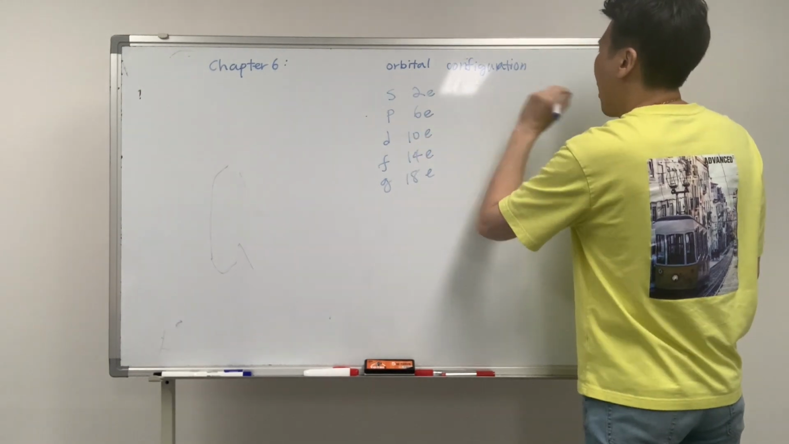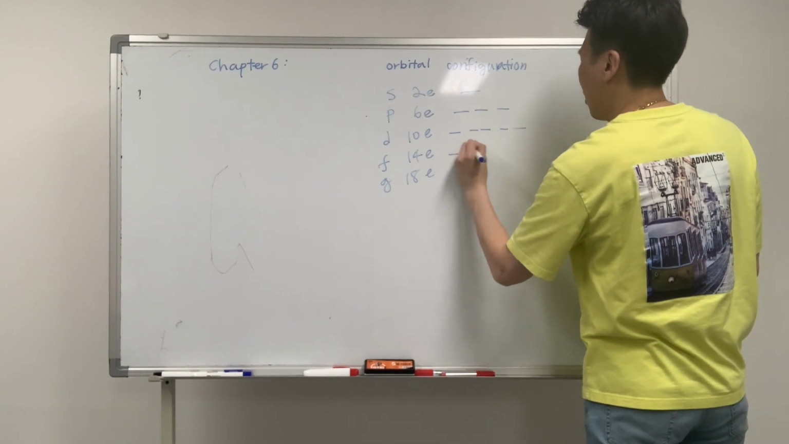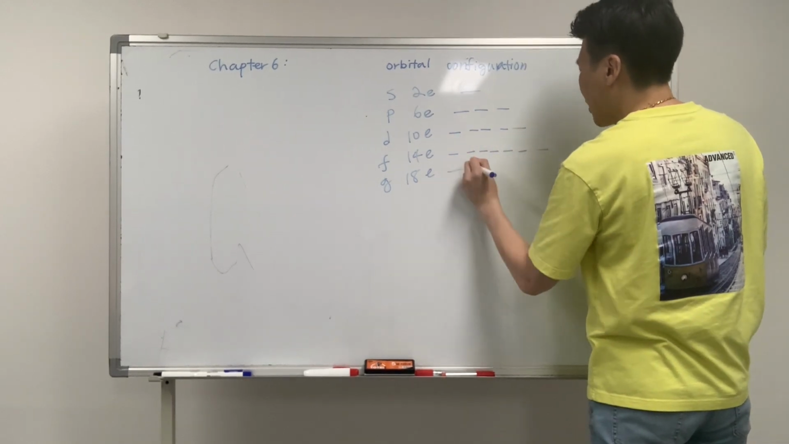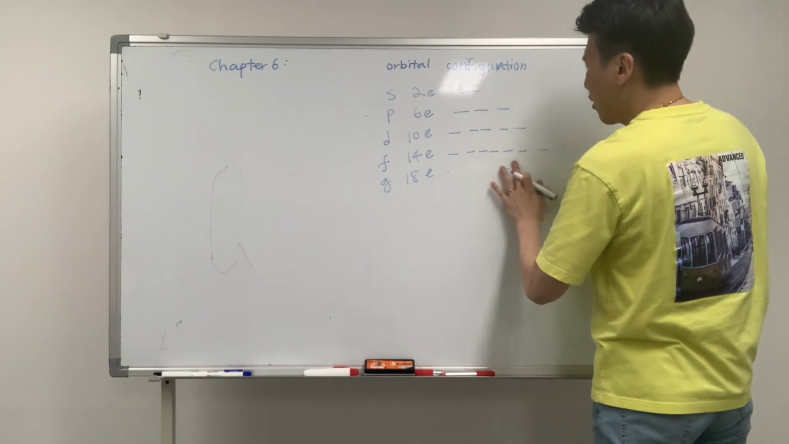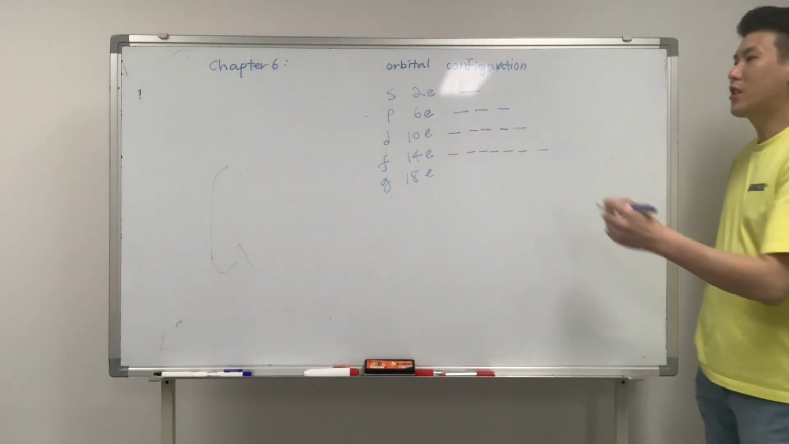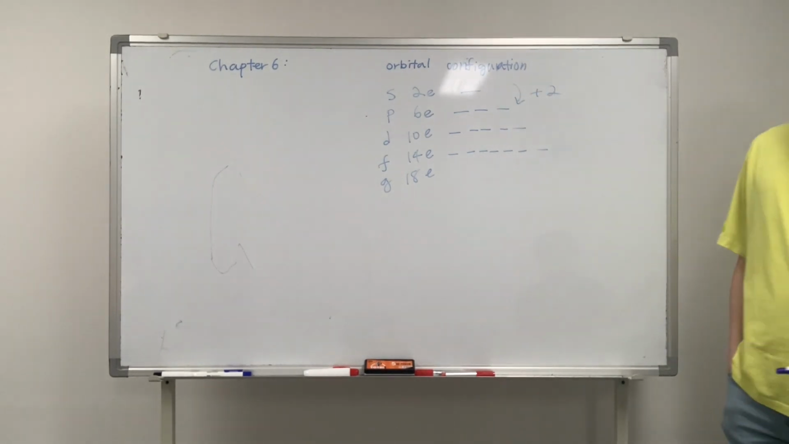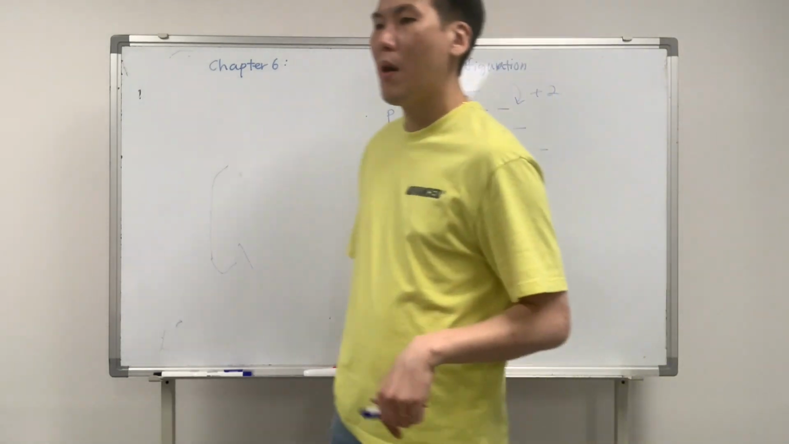And then, please remember this. Each dash is one orbital, one orbital. Okay? What's the pattern? Plus 2 pattern. Right, it's a plus 2 pattern. Number of electrons, plus 4 pattern.